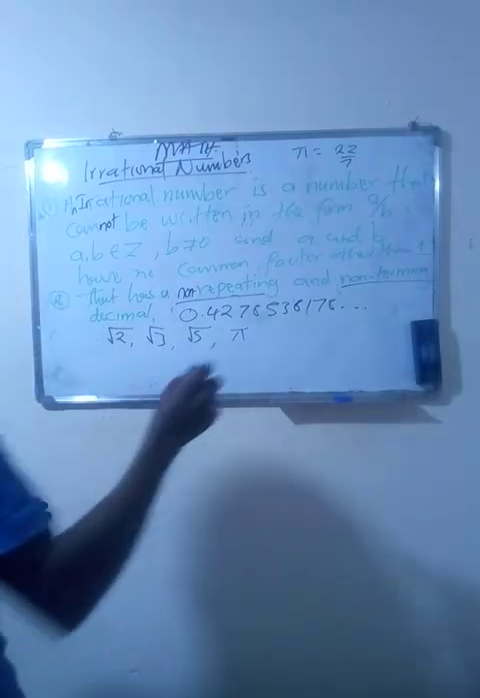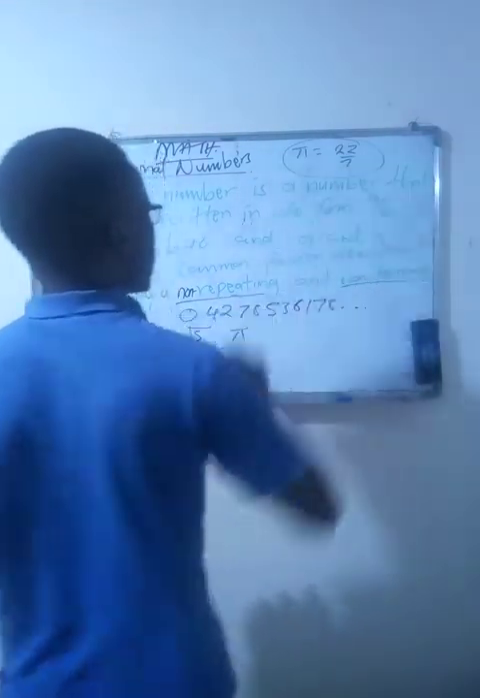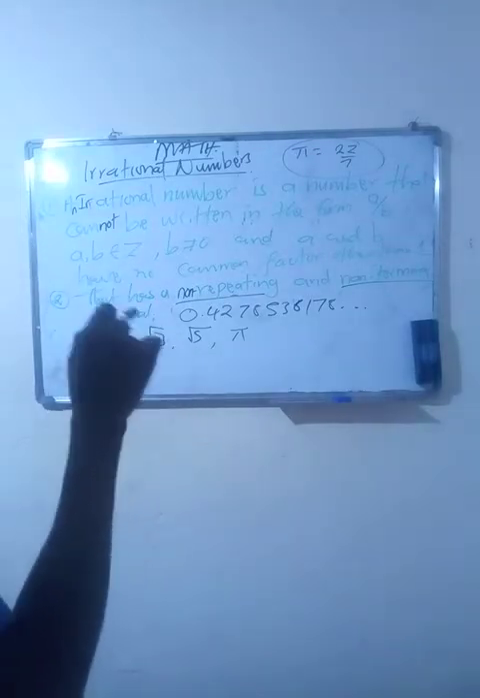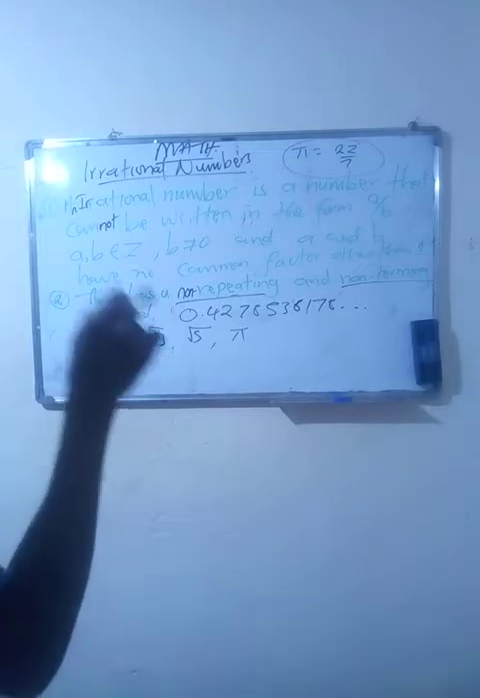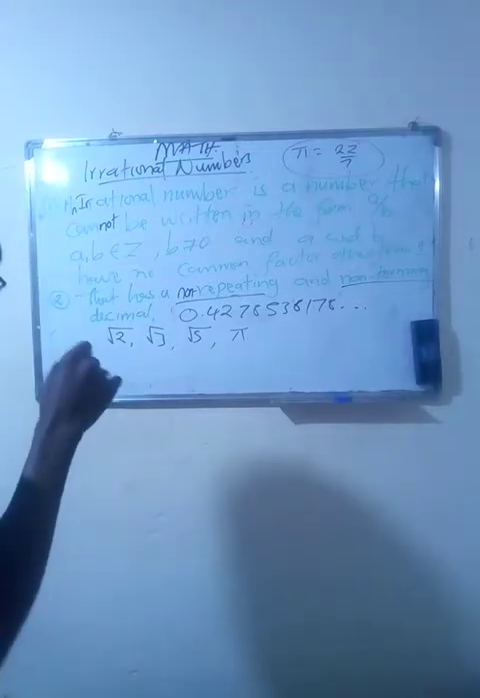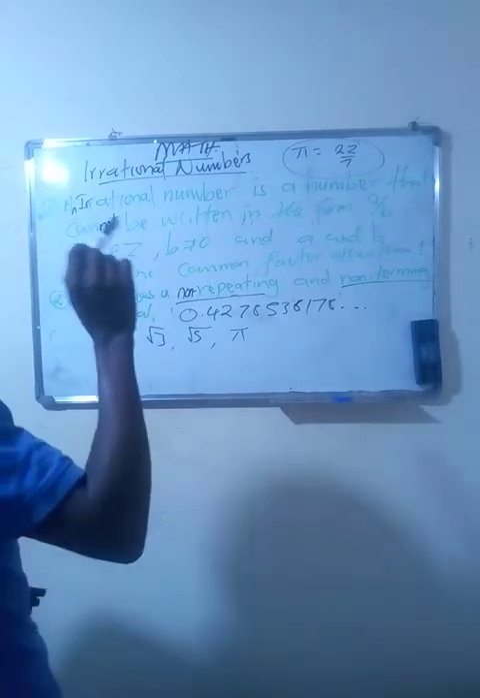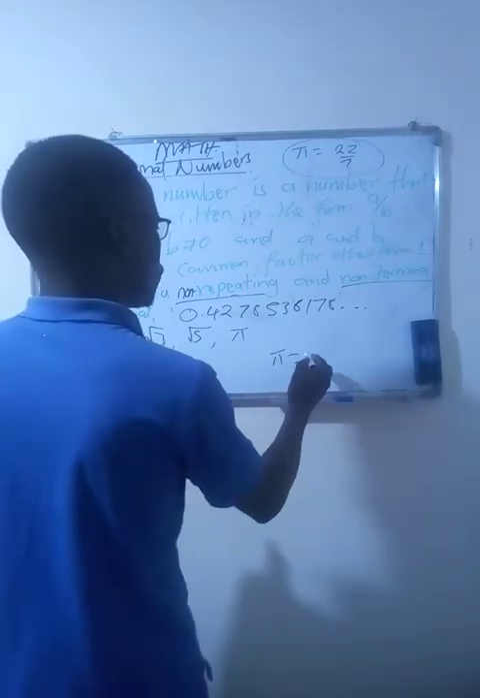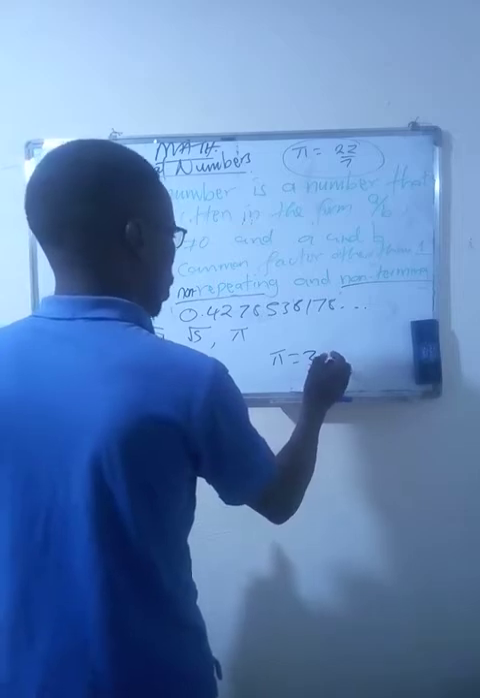It's just an approximate value. You get the point? It's just an approximate value, because we're saying that an irrational number is a number that cannot be written in the form a over b. So this pi cannot actually be written in the form a over b. So that value 22 over 7 that you used to use is just an approximate value.